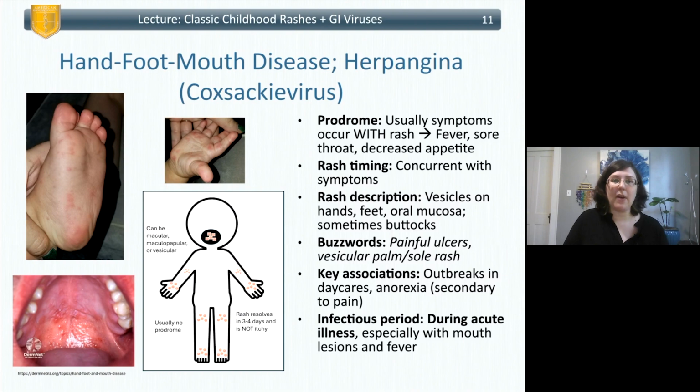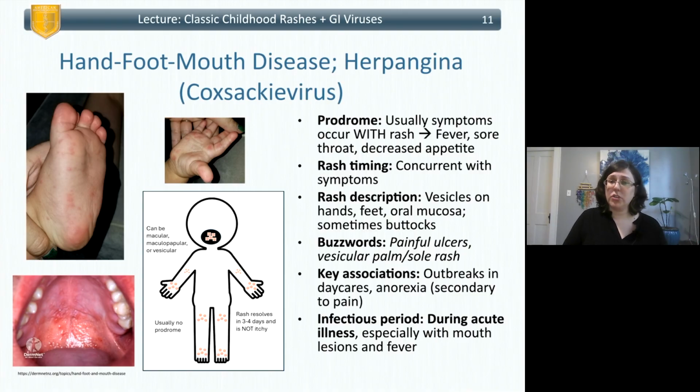Okay, let's talk about hand, foot, and mouth disease. Another association is herpangina, which is the vesicles that are in the posterior pharynx. But hand, foot, and mouth disease itself is going to have, of course, the presentation of the rash on the hand, foot, and mouth, and sometimes also the genitalia.